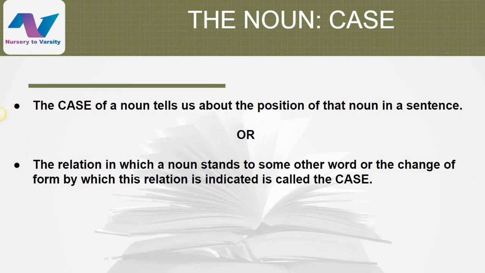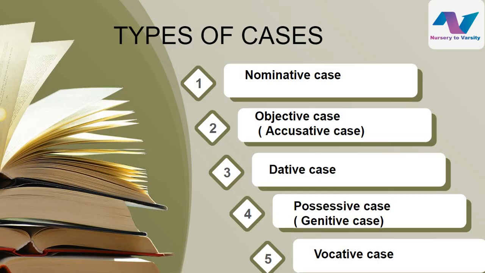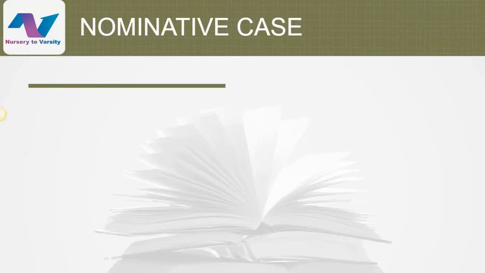So, the relation in which a noun stands to some other word, or the change of form by which the relation is indicated, is called the case. We'll move on to the examples along with the types of cases we cover. Now, there are various types of cases. First one, nominative, then objective, dative, possessive, vocative. So, we'll study one by one.